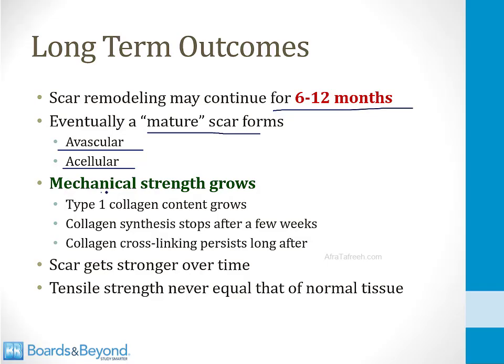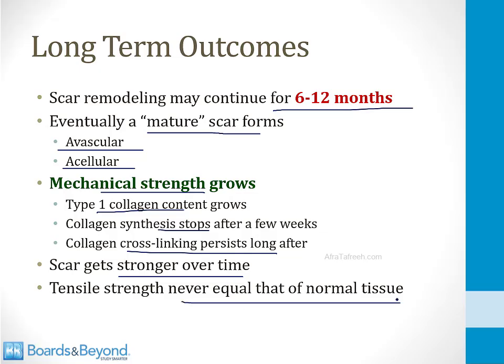Over time, the mechanical strength of scars grows. We've already talked about how type 1 collagen content grows, and type 1 collagen is stronger than type 3 collagen. In addition, the collagen synthesis stops after a few weeks, but collagen cross-linking persists long thereafter. This means the scar will get stronger over time. The tensile strength will ultimately be stronger than it is initially after the wound begins, but it will never equal that of normal tissue, and it's important to know this. No scar is ever as strong in terms of tensile strength as the tissue that was there before the wound.